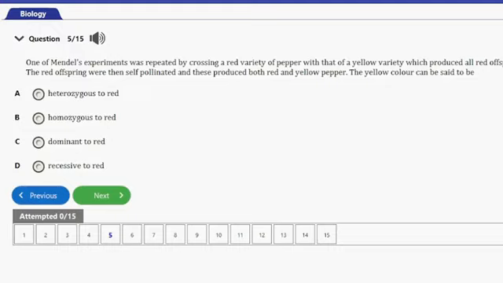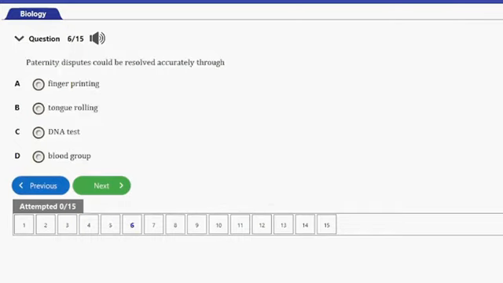In Mendelian genetics, a trait that appears in the first filial generation when parents with different traits are crossed is said to be dominant, while the one that is suppressed or masked in the F1 generation but now appears in the F2 generation is the recessive. So that's it for this question. Let's consider the next question, question number 6 here.